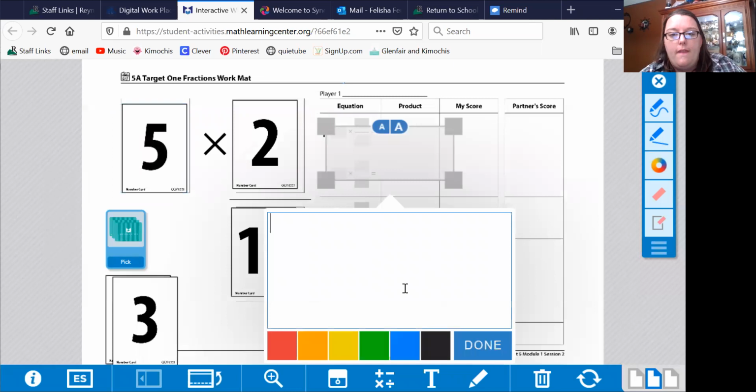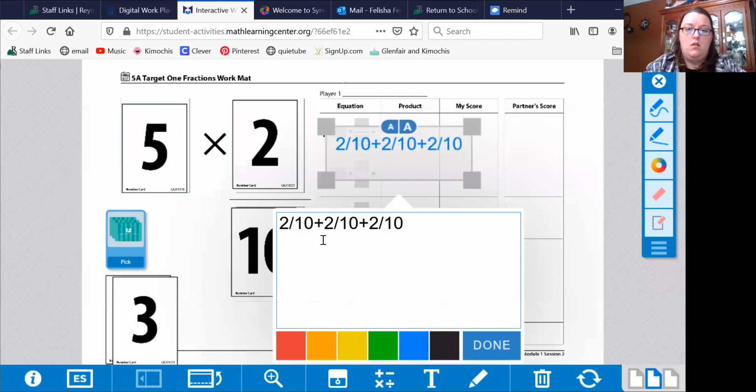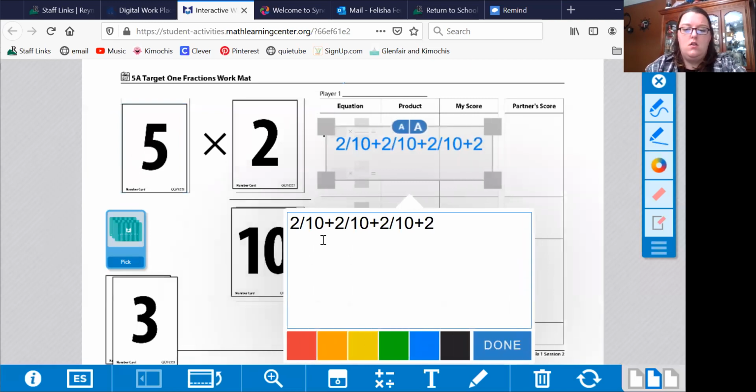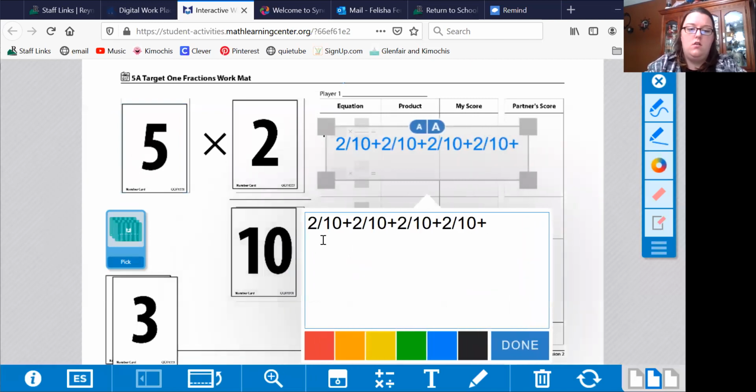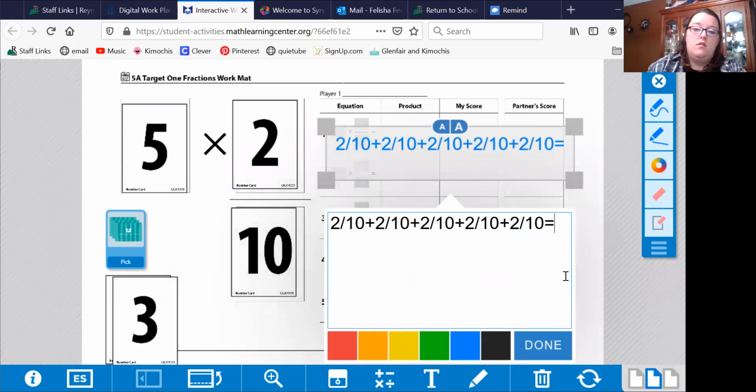And so that's the same as 2/10 plus 2/10, 3, 4, 5. Right? So expanded using repeated addition is the same thing as multiplying. That would be your one way to do it.